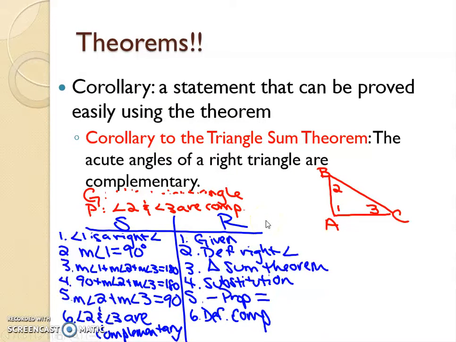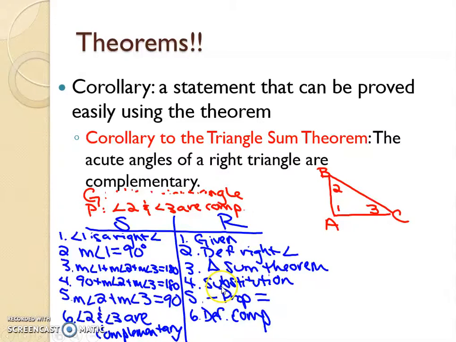Okay, so what we're going to do is write number 1: angle 1 is a right angle, which is the given. Then number 2: measure of angle 1 is 90. That's the definition of a right angle. Number 3: angles 1, 2, 3 sum to 180. That's the triangle sum theorem, which is what we just learned.